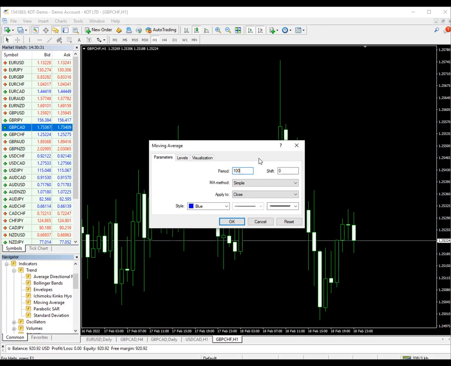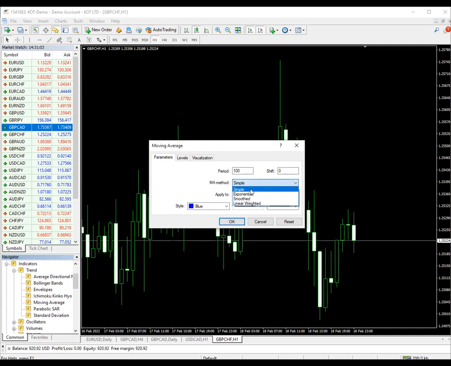Now, after the period, the next thing to look at is the MA method. The MA method has to do with what type of moving average you want to use. Do you want the simple one? You see currently it's on simple. So if I leave it on simple here, it means it's going to be a simple moving average.